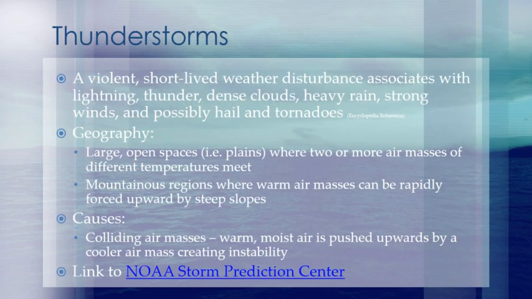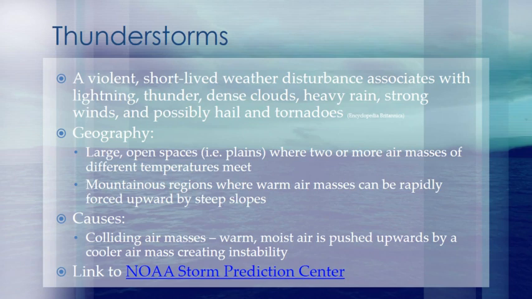So when we talk about thunderstorms, we live in Tornado Alley, and so we get thunderstorms all the time. They are violent, short-lived weather disturbances that are associated with lightning, thunder, dense clouds, heavy rain, strong winds, and sometimes you can get hail and tornadoes.